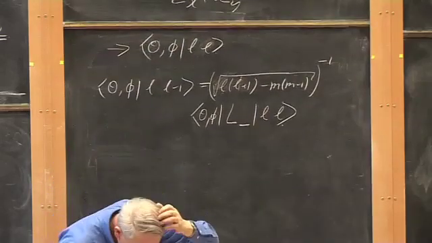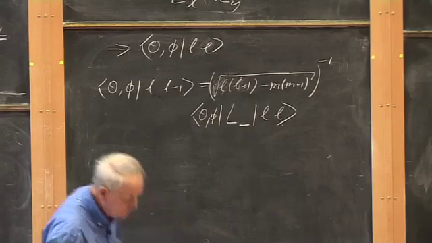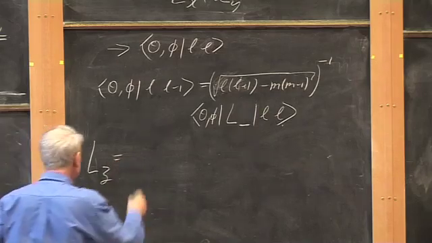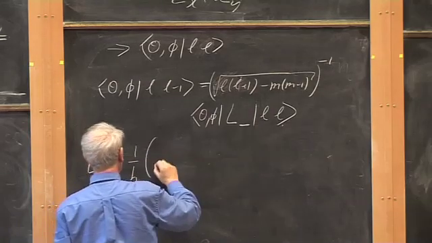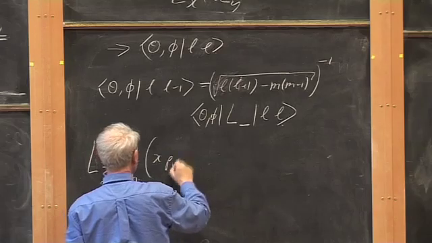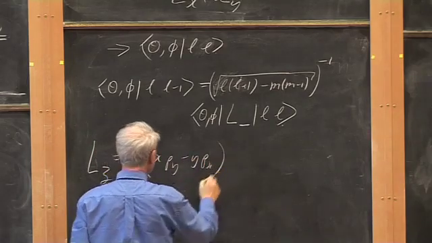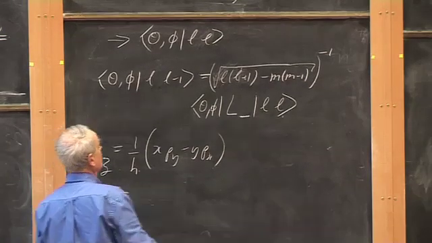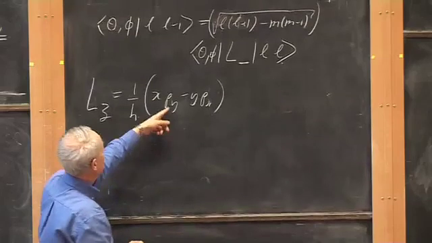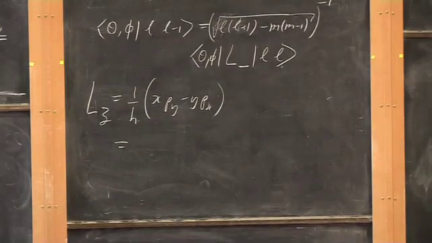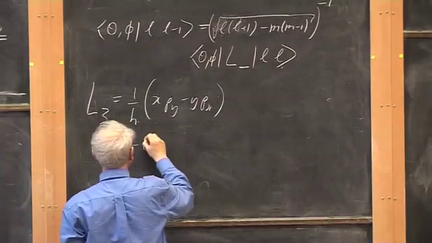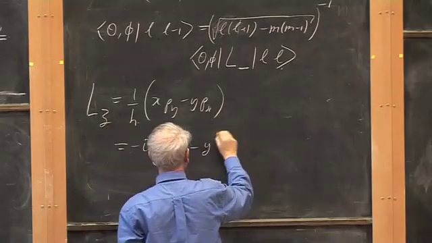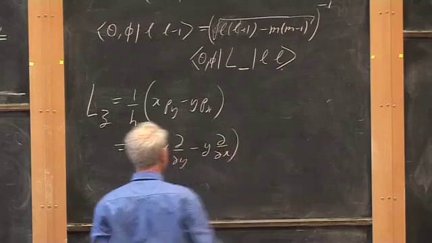So let's start by writing down what Lz is. What is Lz? It's 1 over h bar of x py minus y px. In the position representation, what is that? Py in the position representation is minus i h bar d by dy. So this becomes minus i, x d by dy minus y d by dx.